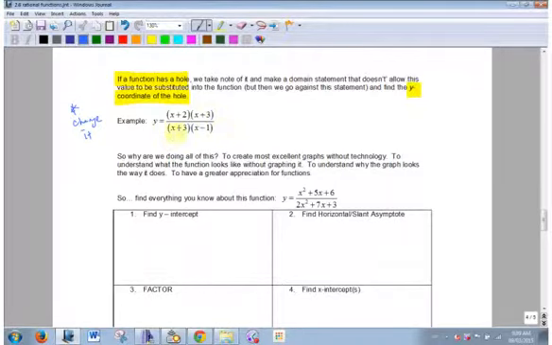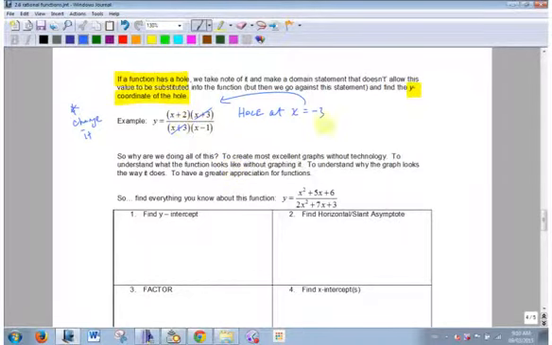If I have that, look, I can cancel that factor, which means there's going to be a hole there at minus 3. If I want to know exactly where the hole is, I take that negative 3 and plug it in here and find out what y is.